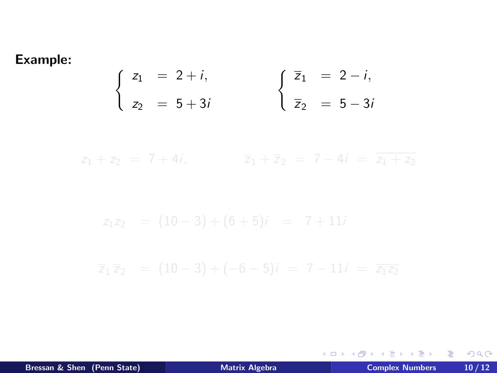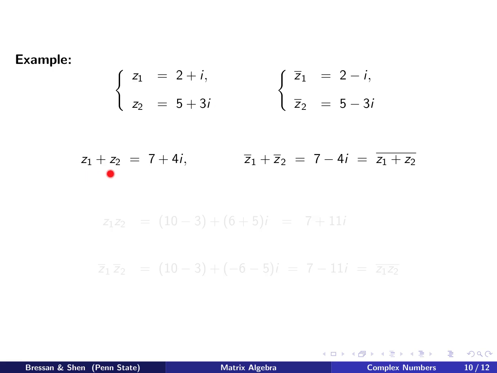So let's check some of the properties we mentioned with an example. Let's say I have a number z1 and another z2, given here. Let's write out the conjugates, that is, change the sign of the imaginary part. Let's check that the conjugate of the sum is the sum of the conjugates.